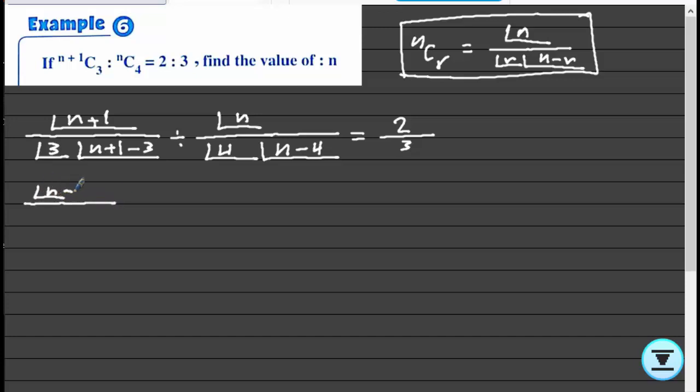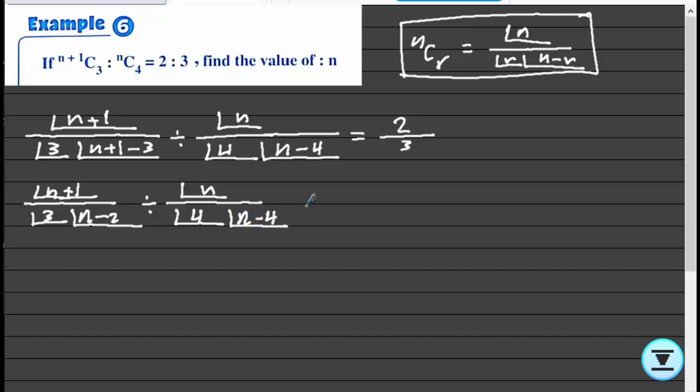Factorial (n+1) over factorial 3 multiplied by factorial (n+1 minus 3), which is n minus 2, divided by factorial n over factorial 4 multiplied by factorial (n minus 4), which equals 2/3.